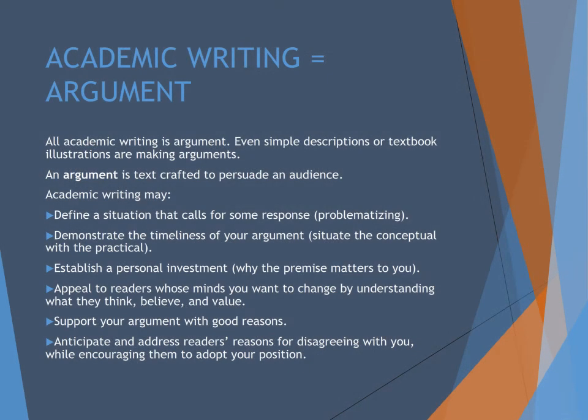All academic writing is argument. Really, every kind of writing is making an argument if you really think about it. Here are some different types of argument that academic writing might engage in. 1. Define a situation that calls for response. This type of writing explains a problem, gives context for its origins, and reviews the current state of the problem. We call this problematizing.